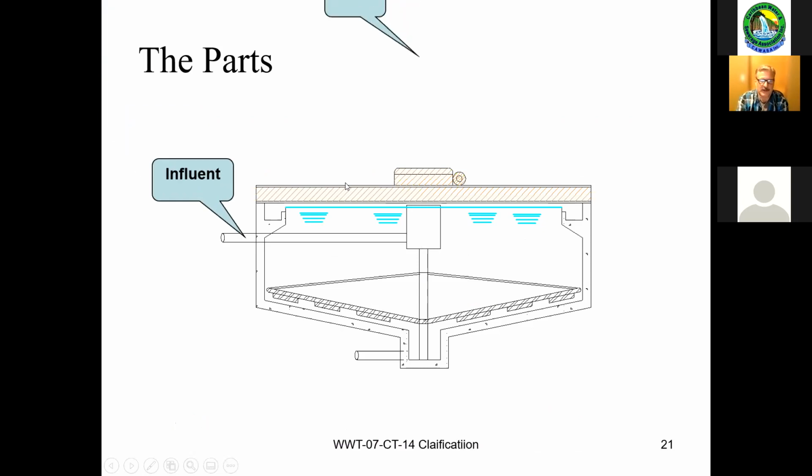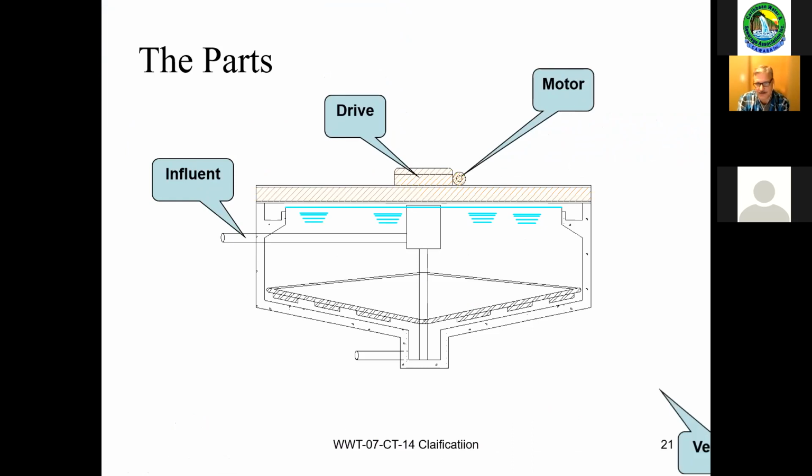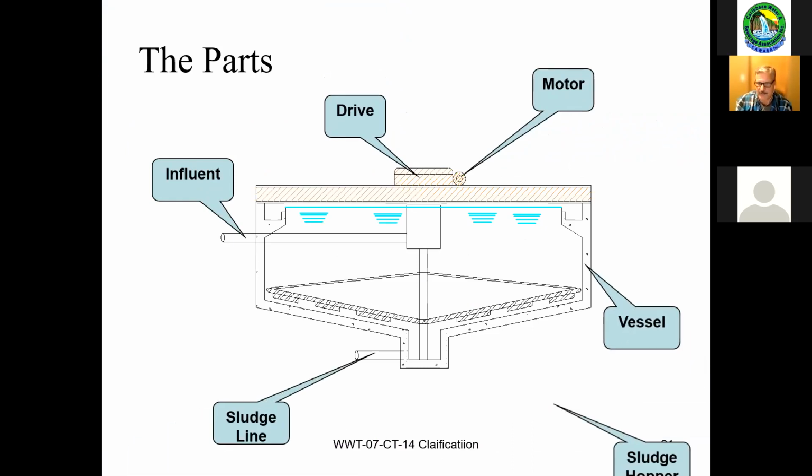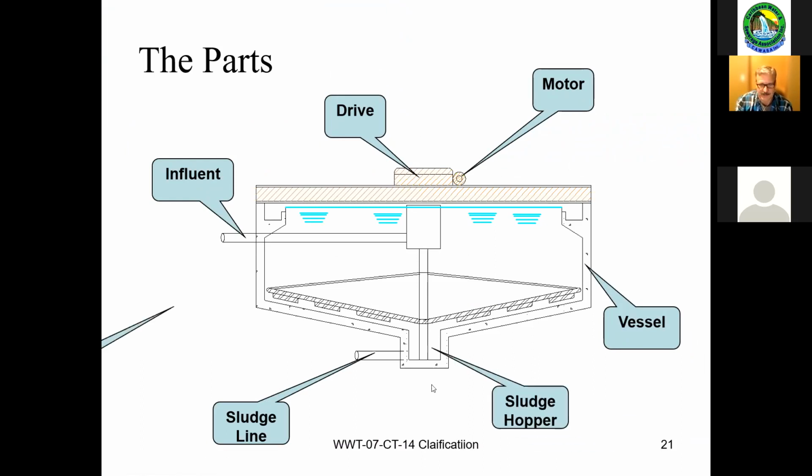Parts of a clarifier: you have the influent, the drive, and the motor. In this example, that's a good example of a right angle drive. The vessel is the tankage itself, with a sludge hopper at the bottom and a sludge line for removal. And this one that's cut off on my screen is basically talking about the sludge rake mechanism.